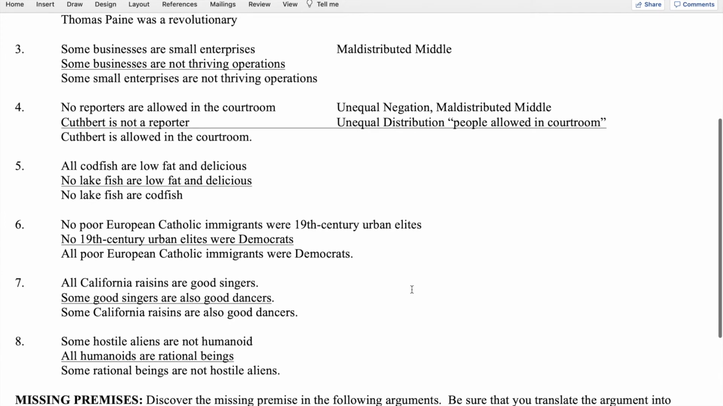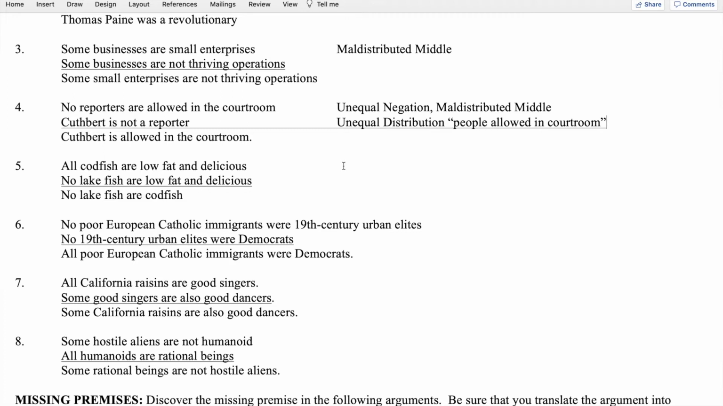Number 5. All codfish are low-fat and delicious. No lake fish are low-fat and delicious. Therefore, no lake fish are codfish. So we have a universal affirmative first premise, a universal negative second premise, and a universal negative conclusion. In the universal affirmative, the subject term codfish is distributed, but the predicate term low-fat and delicious fish is not distributed. And then in the two universal negatives, both terms are distributed.